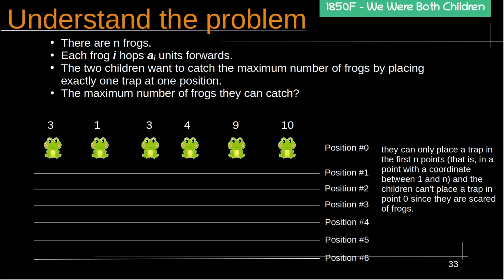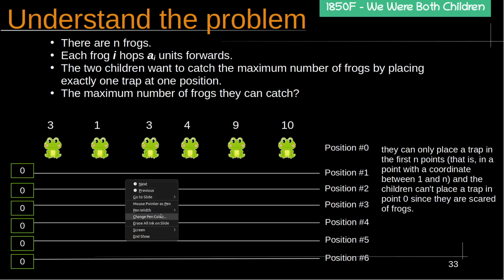Let's say each position is a potential trap. So at position 1, at the beginning, of course, there are no frogs, and same for all the other positions. Here, I mean by this computation here.